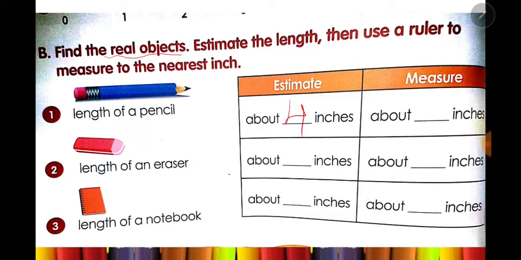Now I bring my ruler and I want to write the exact measurement of my pencil. You can't measure these in the picture. This is just a picture, and for sure the pencil is not longer than the book. So don't measure here with the ruler. You have to bring a real object. So if I bring my ruler and I measure my pencil, the pencil is about, let me see, it's about 4.5 inches.